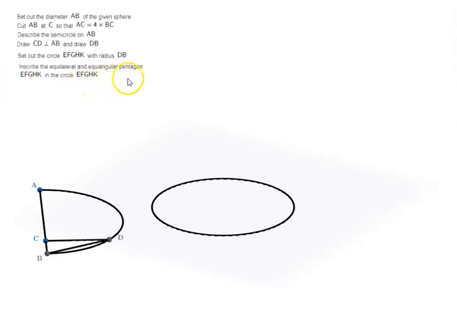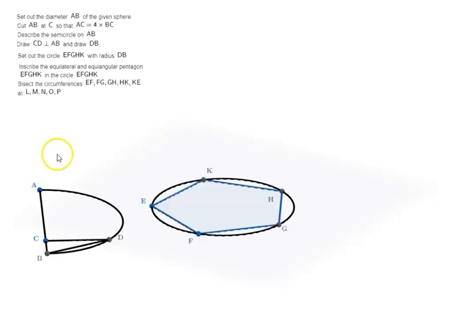Inscribe the equilateral and equiangular pentagon EFGHK in the circle EFGHK. So let's draw the pentagon, and we'll name its vertices as EFGHK itself. Bisect the circumferences EF, FG, GH, HK and KE. Draw LM, MN, NO, OP, PL. We have already done that. But we also have to join EP. Okay, so we have joined EP.